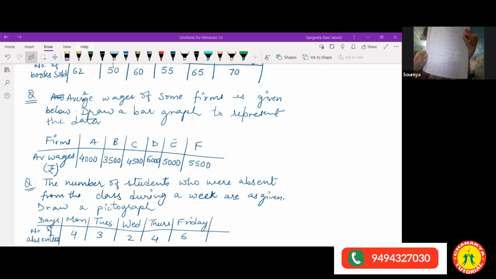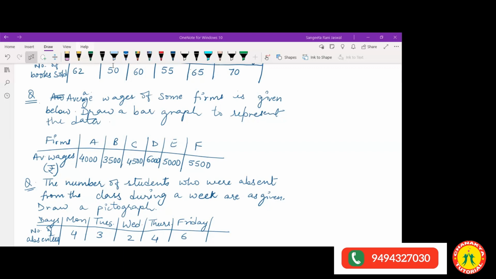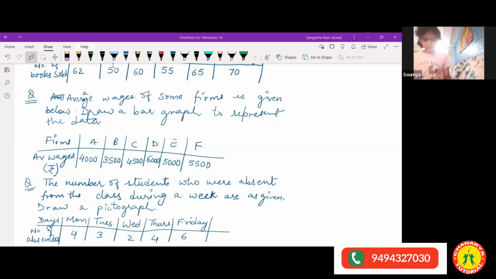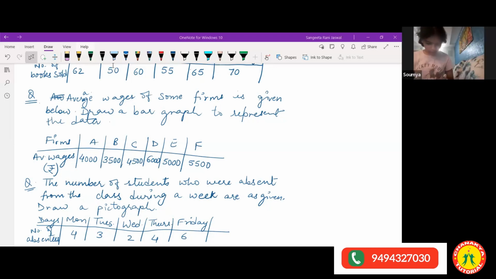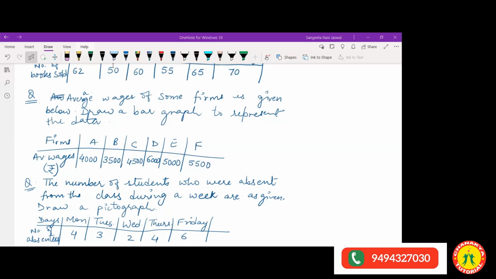Yes, Soumya, that's nice. What is your scale? Ma'am, the y-axis is the firms and the x-axis is the wages, and 1 unit is equal to 1,000. Y-axis is your firms. Yes, ma'am. You can take it either way. There's no problem in that. But show me your graph again. The graph that you showed me is showing something different. Bring it closer.